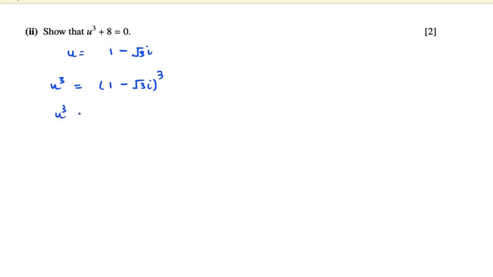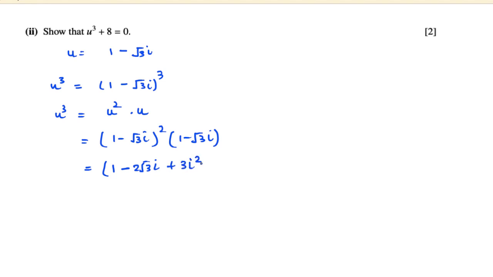I can write u cubed equals u squared into u, so (1 minus root 3 i) squared into (1 minus root 3 i). Over here we can use the simple algebraic formula (a minus b) whole squared, which is a squared minus 2ab plus b squared, so (root 3 i) squared, multiplied by 1 minus root 3 i.